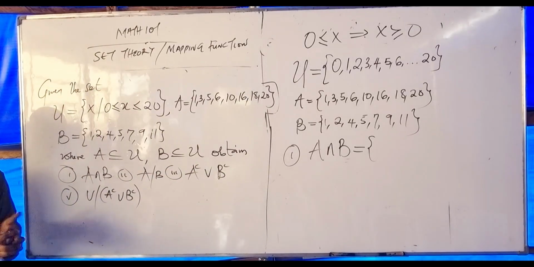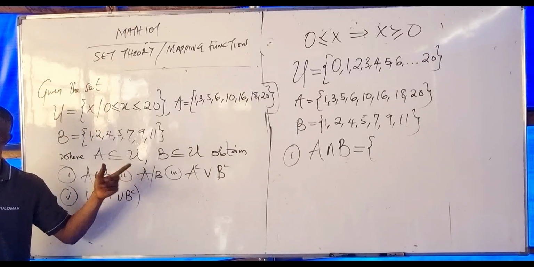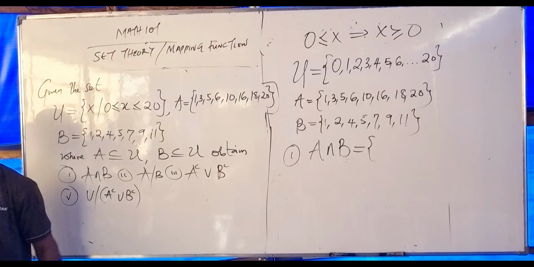Look at them. What is the reverse of this? If A is a subset of the general set, that means U is a superset of A. What about this?